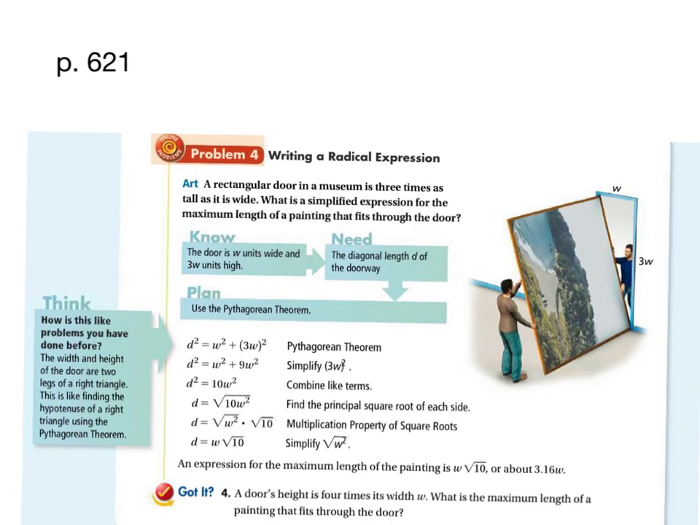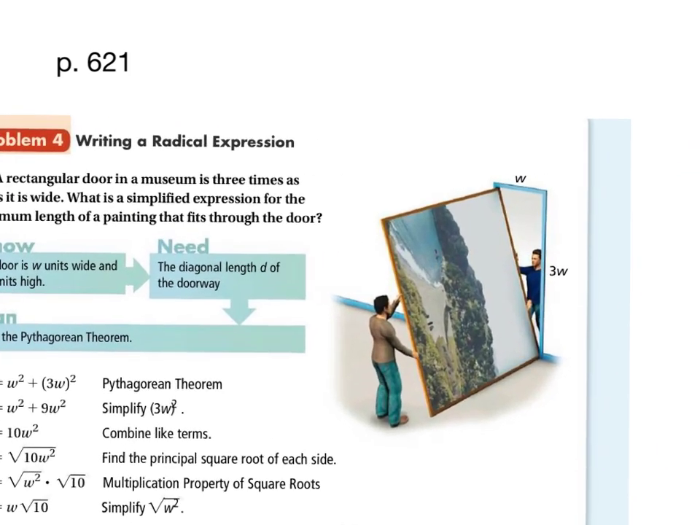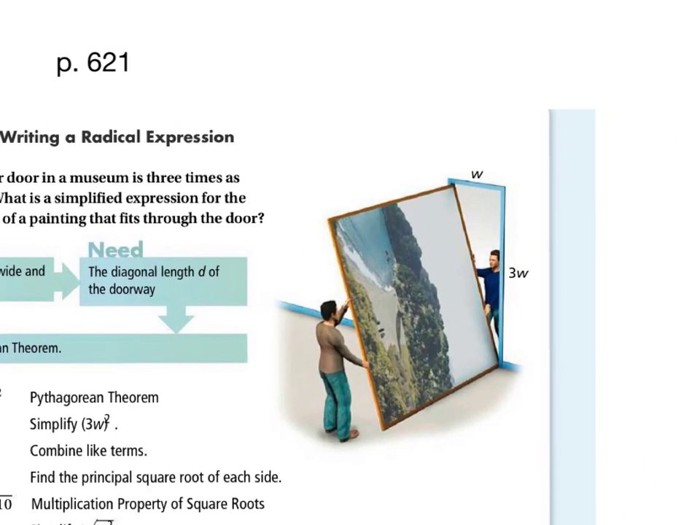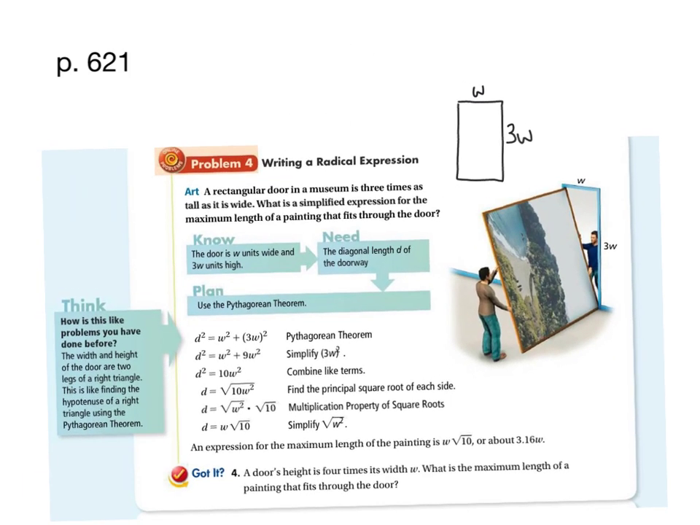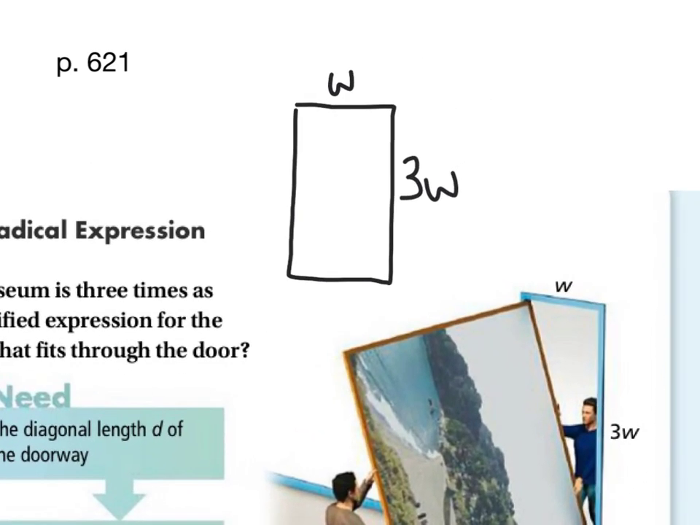So the book didn't really, well, they did it over here kind of, but for sure somewhere with that information I would draw a picture showing the rectangle, showing the height is 3 times what the width is. And then they're asking for a simplified expression for the maximum length of a painting that can fit. So the maximum length would be, instead of going straight up and down, if we go diagonally.